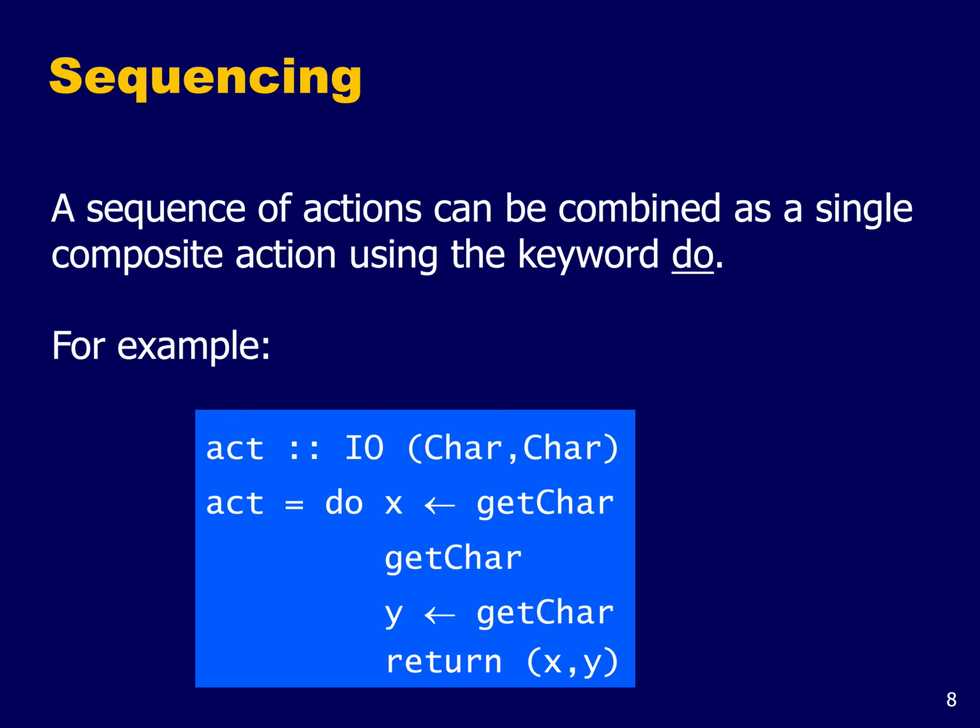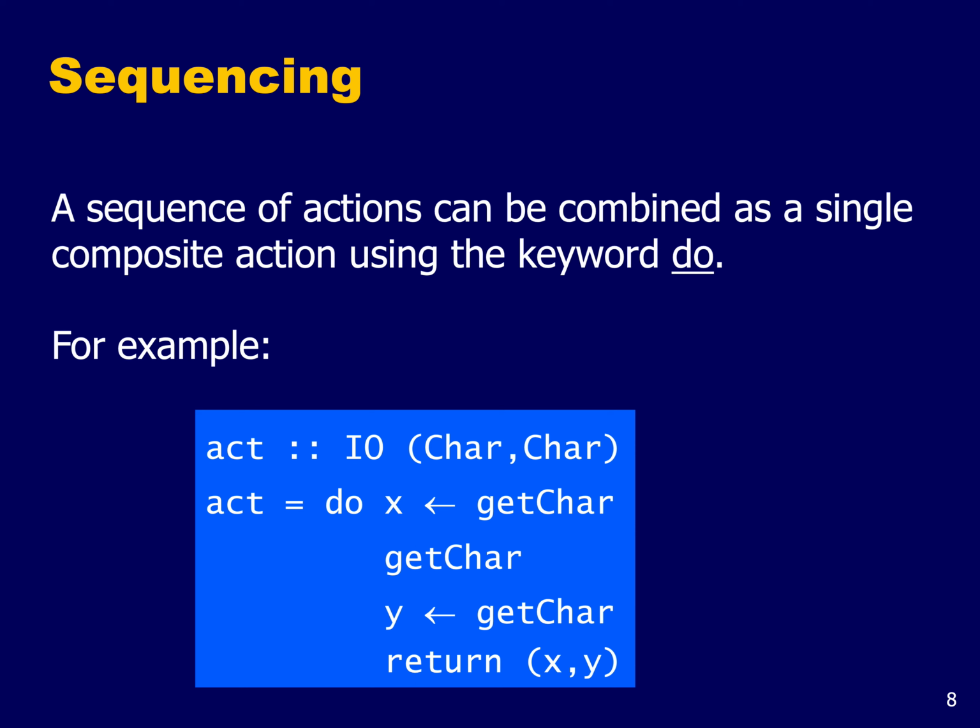So now we have seen the three basic actions or building blocks. We've seen getChar, putChar, and return. And we can ask ourselves, how do we actually use these to write interactive programs? And the idea is very simple. We're just going to sequence these kinds of actions together. So a sequence of actions can be combined into a single composite action by using the keyword do. This is illustrated by the example in the blue box on the slide here.